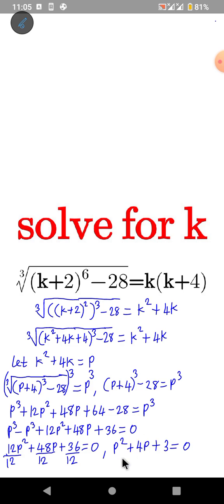Then we continue again. From here now, this is a quadratic equation. And I'm going to solve this quadratic equation using the factorization method. So guys, we say p square plus 3p plus p plus 3 equal to 0. And now let's continue.